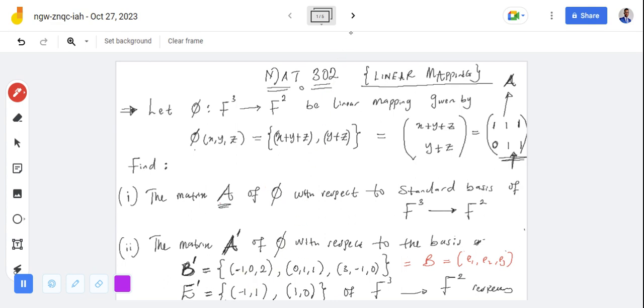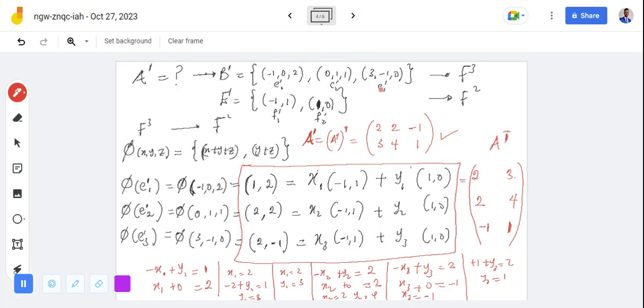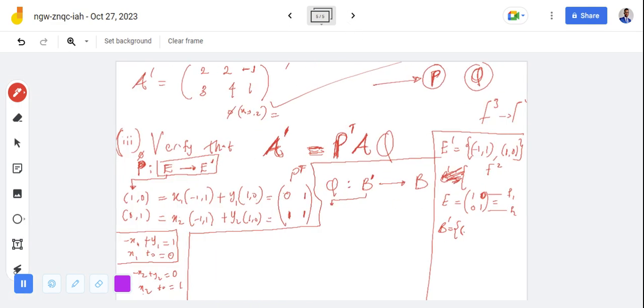Minus 1, 0, 2. Do you see that? Minus 1, 0, 2, 0, 0, 1. Minus 1, 0, 2, 0, 0, 1. And then the last one is given to us as 3, minus 1, 0. Then you close it. So in this case, I think I have enough space. This B prime is actually just direct. We don't need to start doing phi of this for Q. You are using this one directly.